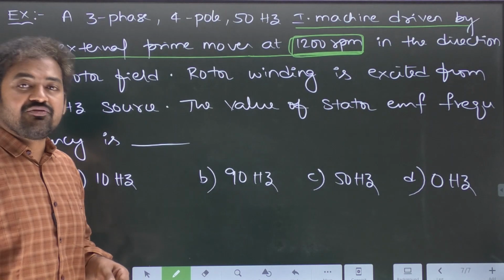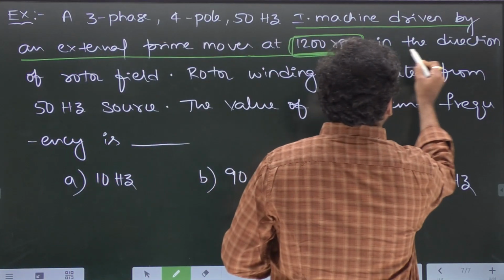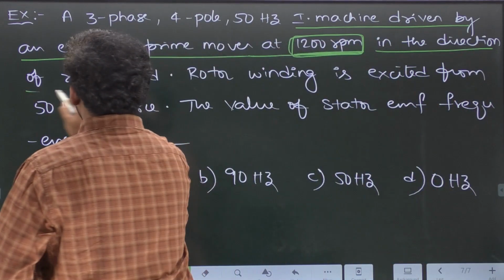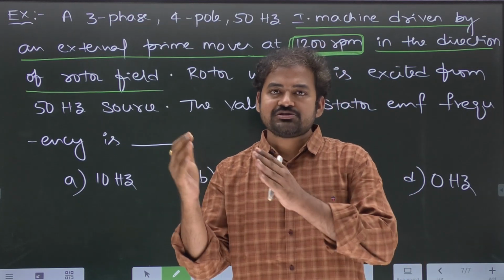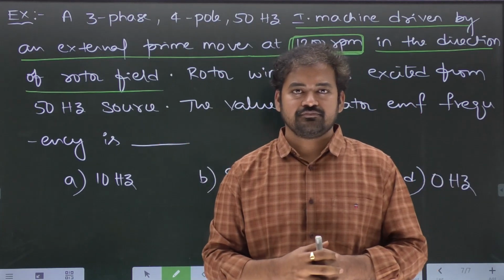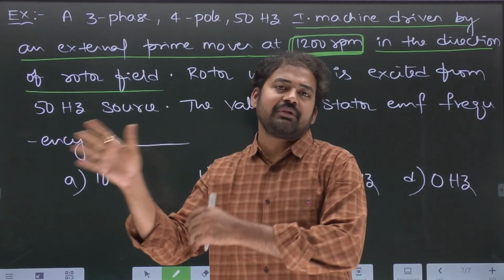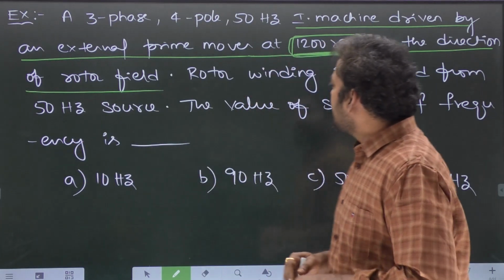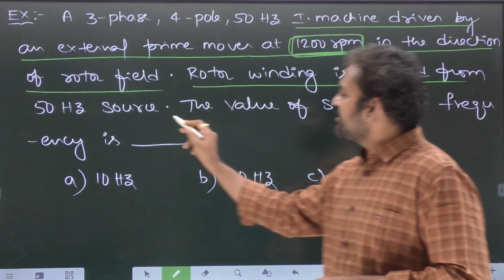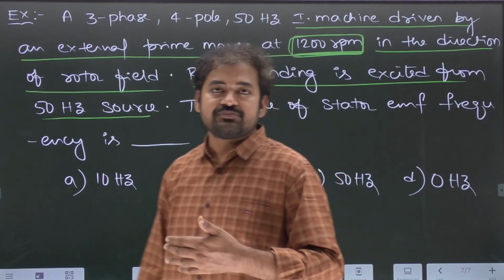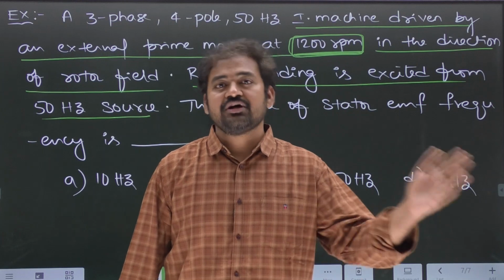The speed at which the machine is rotating. And another thing is that the machine was driven in the direction of rotor field. Suppose the rotor field is in forward direction, the machine was also driven in forward direction. If the rotor field is in backward direction, the machine was also driven in backward direction. And one more piece of information is that the rotor winding is excited from 50 Hz source. That means the machine is excited from stator side or rotor side? Yes, the machine is excited from rotor side.